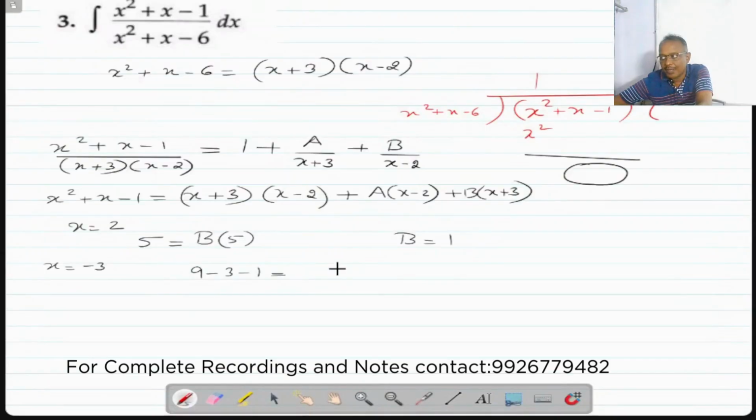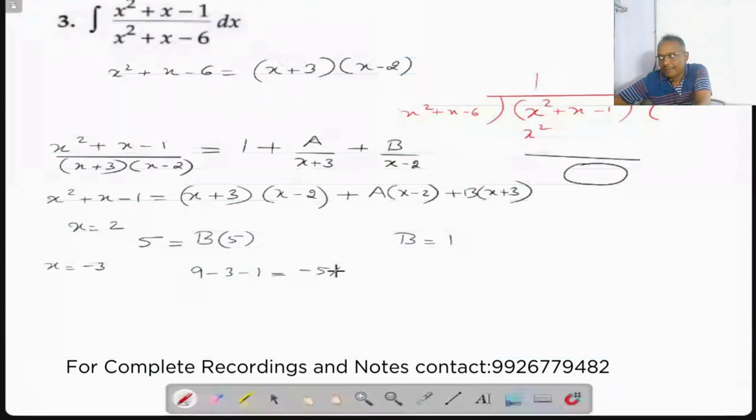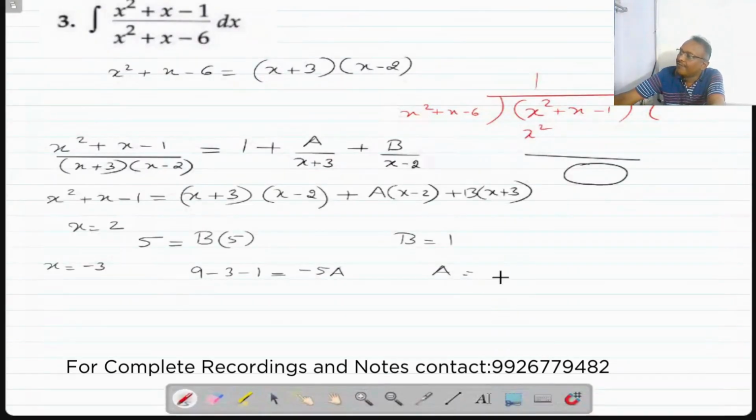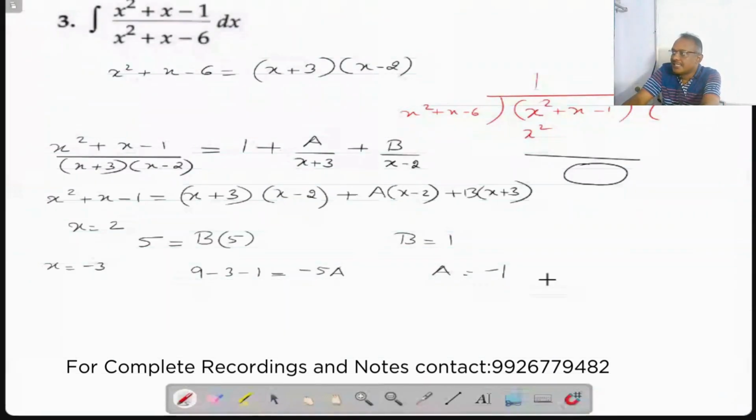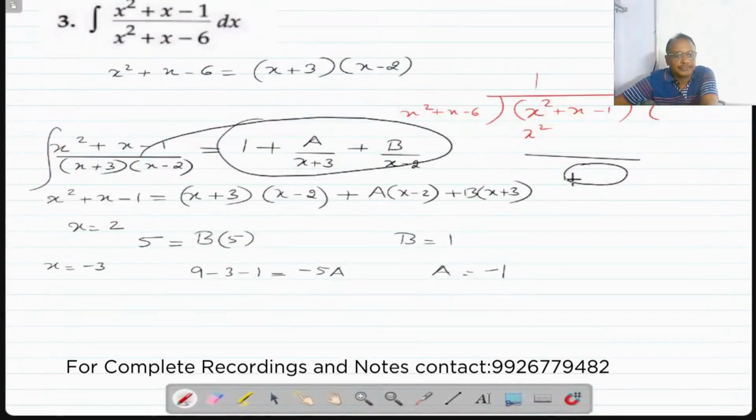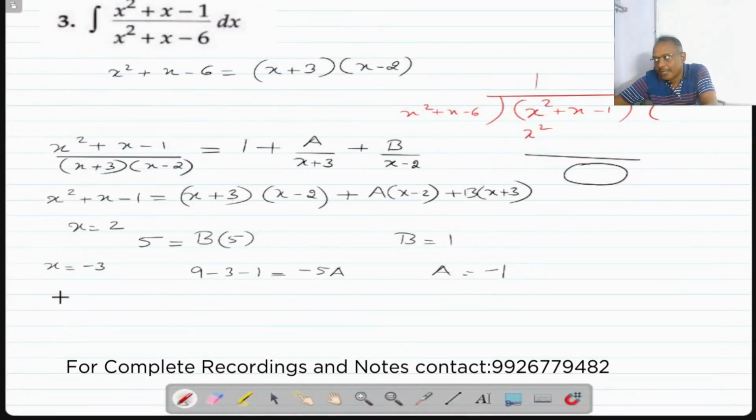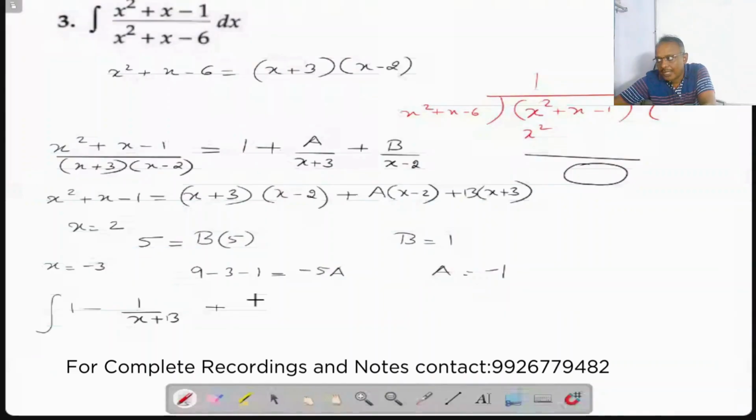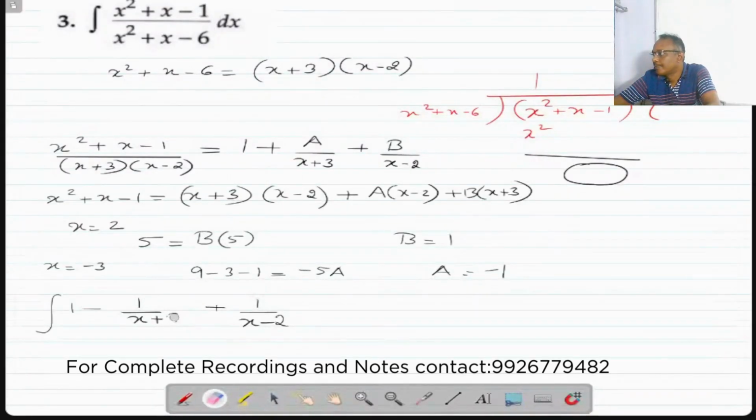-3 minus 2 is -5a. So a will come out to be 9 minus 4 is again 5. I think it's going to be -1. 5 upon -5 is -1. Integrating this is equivalent to integrating this. So now the integral would become 1, and a is minus of 1 upon x plus 3, b is 1 upon x minus 2.